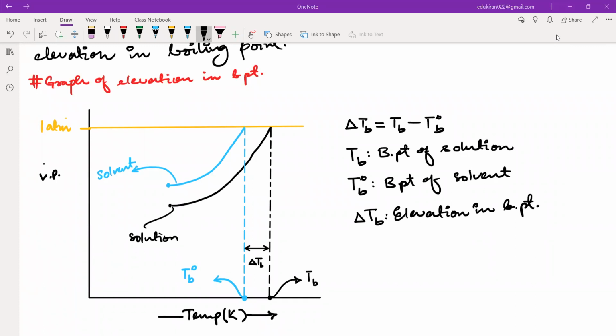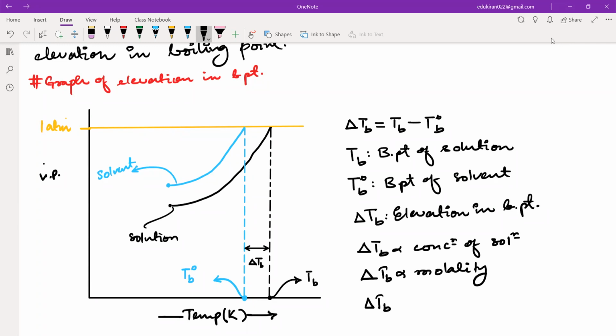What am I doing? I'm increasing the amount of solute. Then the boiling point will increase. Yes or no? Yes, sir. If I keep on increasing the amount of solute, the boiling point will keep on increasing, right? That means I can say the elevation in boiling point will be directly proportional to the concentration of the solution. And the concentration term that is directly proportional to delta TB was found out to be molality.